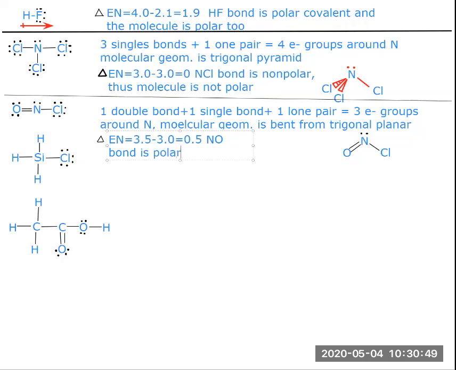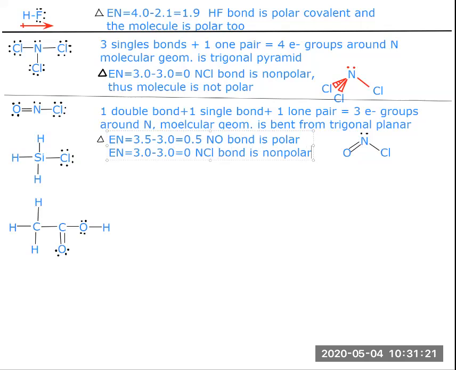I will just write polar. Okay, so that first bond here is polar. Let's do the electronegativity difference for the other bond, the NCl. Oh, and we have it above here. So nitrogen is 3.0, chlorine is 3.0, it's a difference of 0. And so the NCl bond is non-polar.